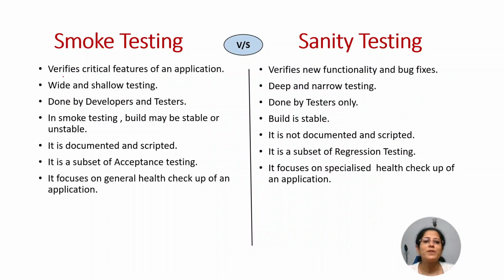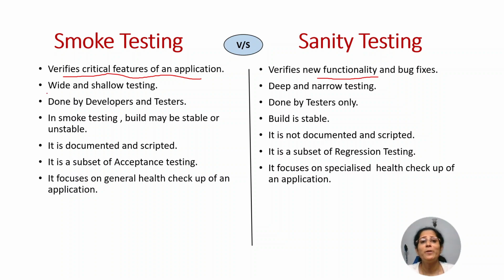In smoke testing, we test the critical features of an application. What are my core features of an application that I'll be verifying as part of smoke testing? In the case of sanity testing, I'll be checking the new functionality or any bug fixes. That one only I'll verify in sanity testing. That is the first difference between smoke testing and sanity testing.